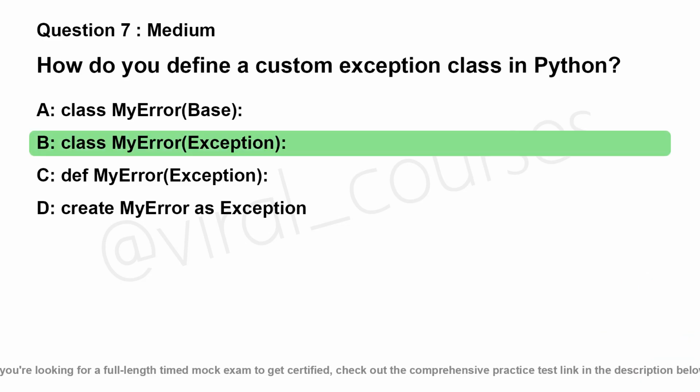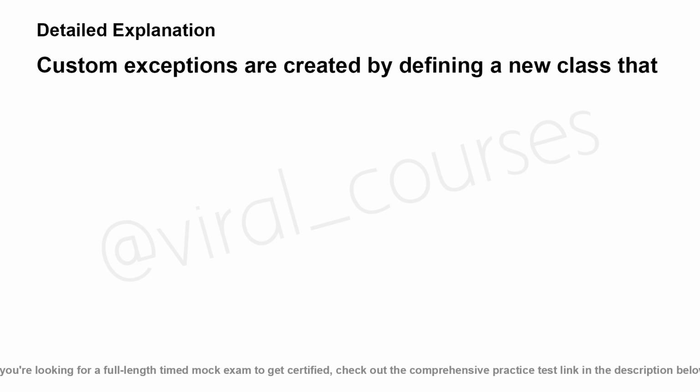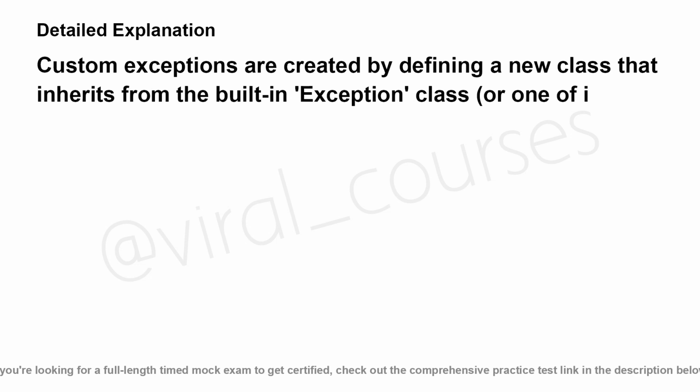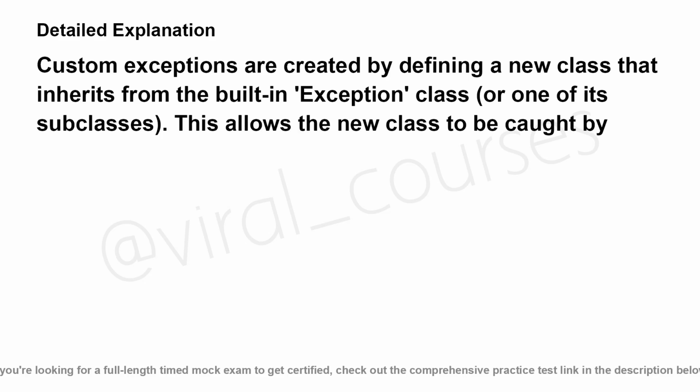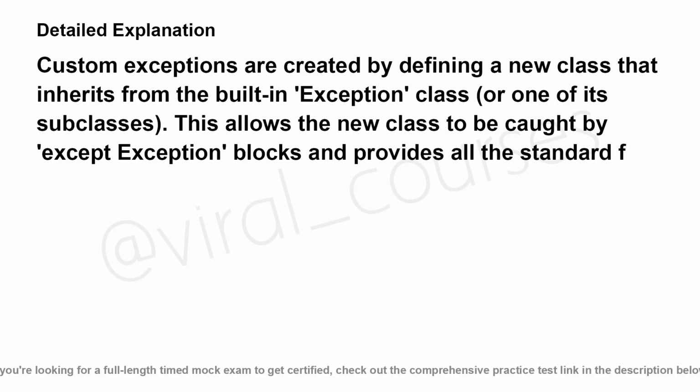The correct answer is B. Custom exceptions are created by defining a new class that inherits from the built-in Exception class, or one of its subclasses. This allows the new class to be caught by except Exception blocks and provides all the standard features of Python exceptions.